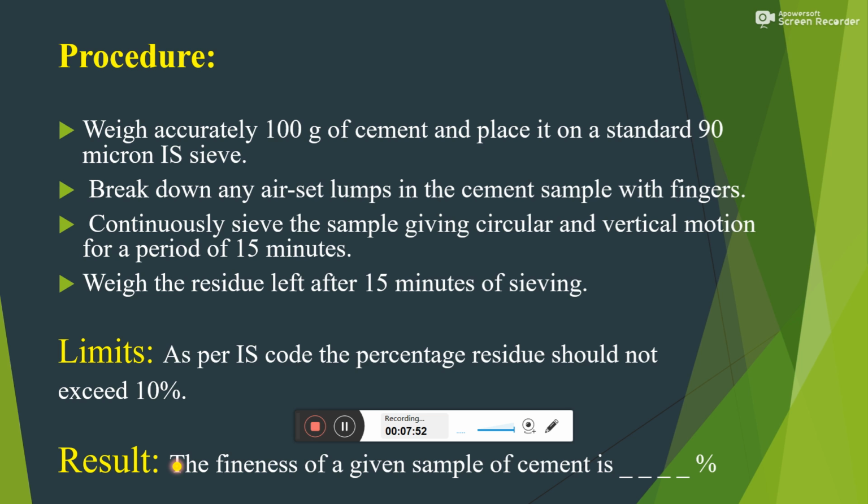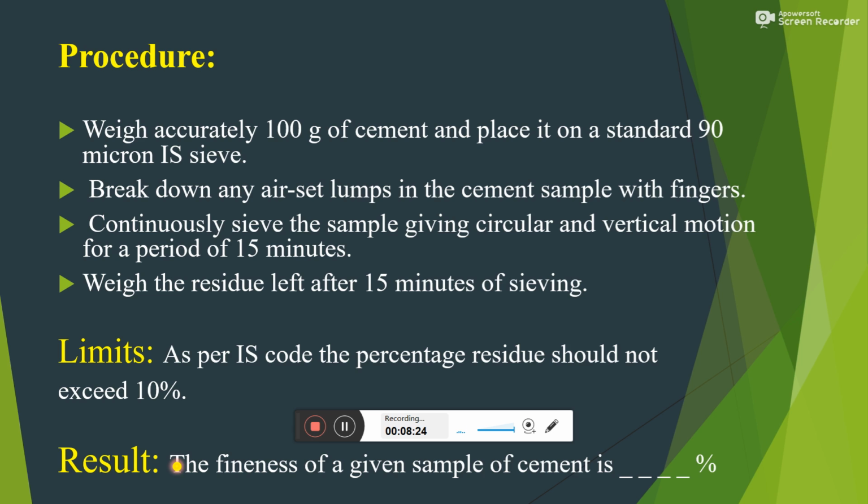As per the IS code, the percentage residue should not exceed 10%. If the residue is less than 10%, then it is permitted as per our IS code. If it is more than that, it is not permitted. So the limit for the fineness test of cement is 10%. The percentage residue should not exceed 10%.